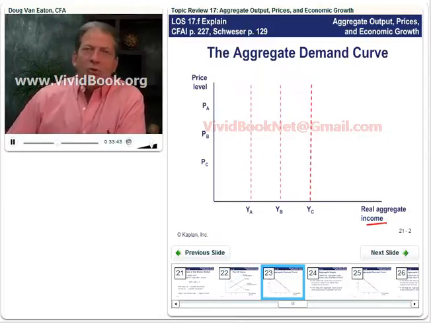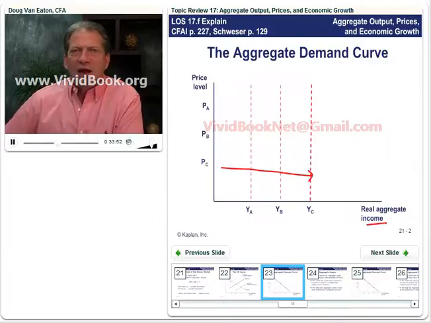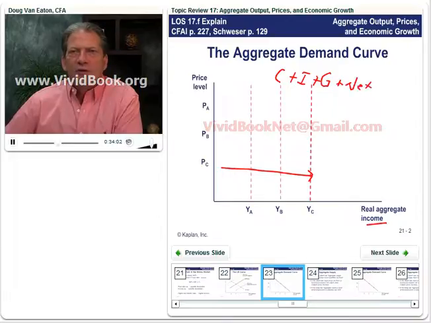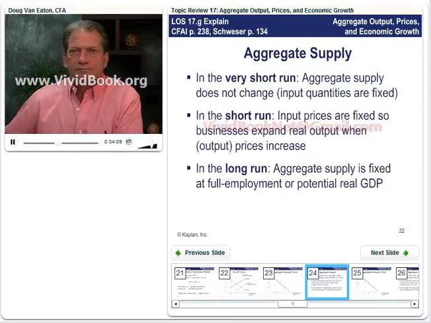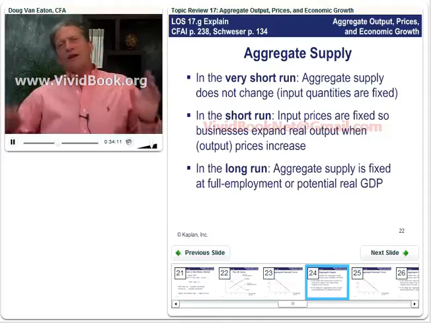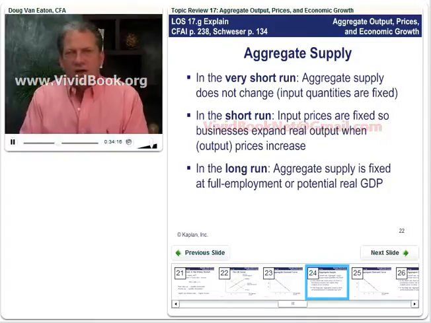And this is what we were really after anyway, a downward sloping aggregate demand that says, at lower price levels, more aggregate demand. And what's aggregate demand? Well, C plus I plus G, government spending, plus net exports. That's what we've plotted here. So now we've got an aggregate demand curve for the whole economy. Now we need an aggregate supply curve.